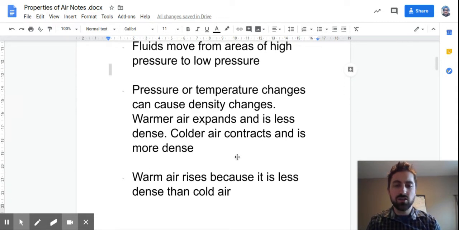Pressure or temperature changes can cause density changes. Warmer air expands and is less dense. Colder air contracts and is more dense. And because of that, warm air rises because it is less dense than cold air.